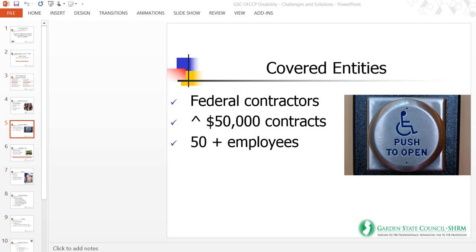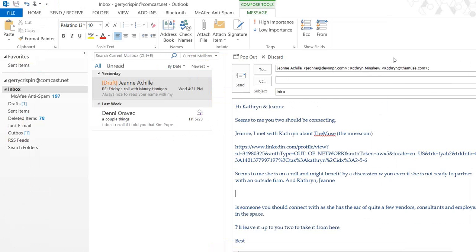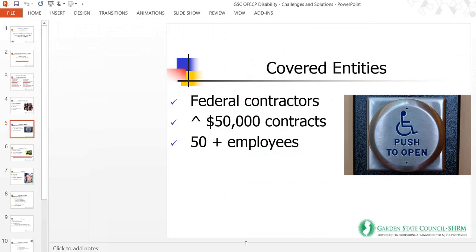Now, I do want to stop at this point and just mention the fact that at the same time these regulations came out, you also had regulations that came out relative to veteran issues. And those requirements and the thresholds are different. And so I just want to make sure that we're clear. This webinar is all about the disability component and not the veteran component, but there are simultaneous things you need to record at the same time.